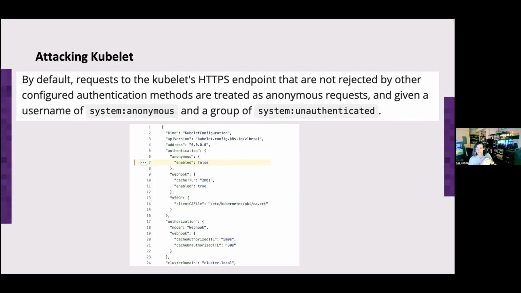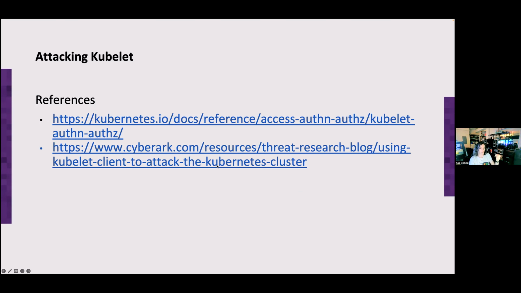In EKS, this is disabled by default. I don't know if that's true on other cloud providers. This is from the configuration of EKS right here. It's disabled by default. But on vanilla Kubernetes, it is still enabled by default to my knowledge. So you can go ahead and you can access those things and you can get RCE on any other node that way.